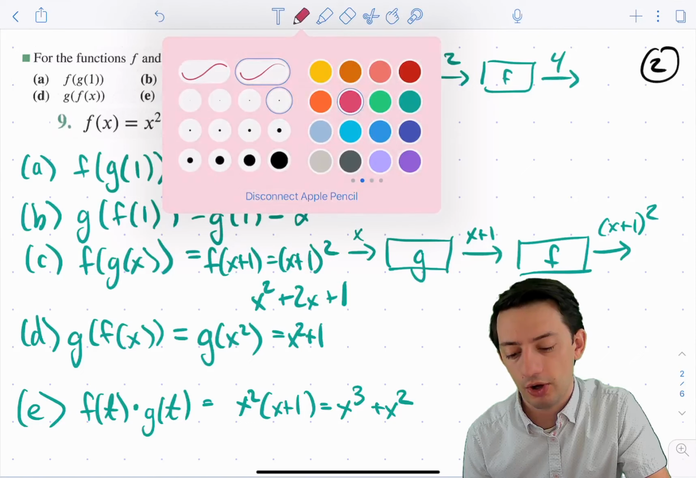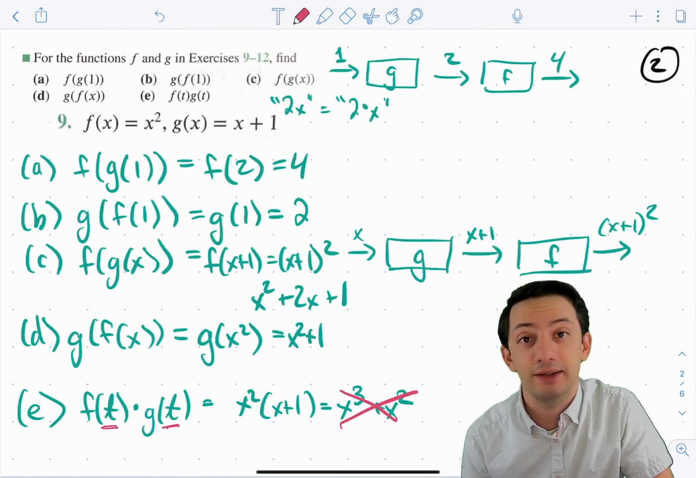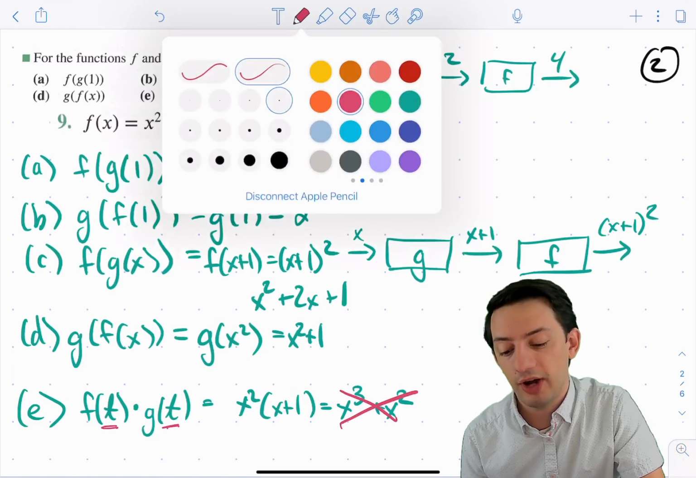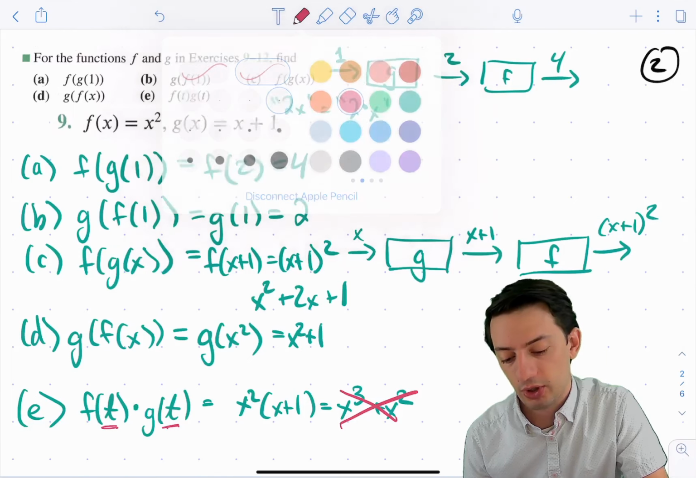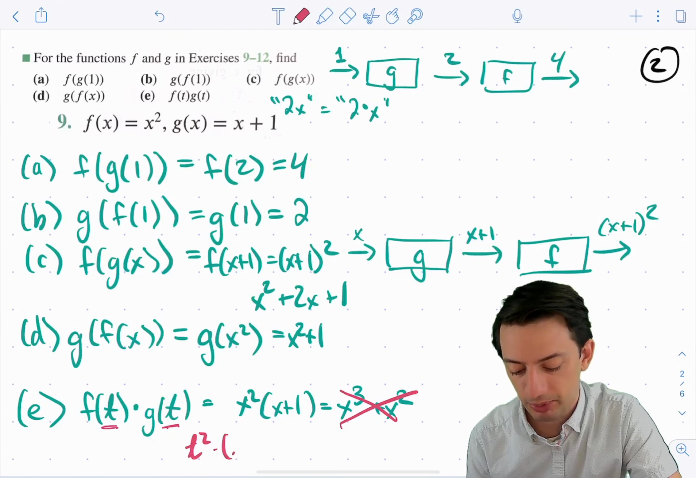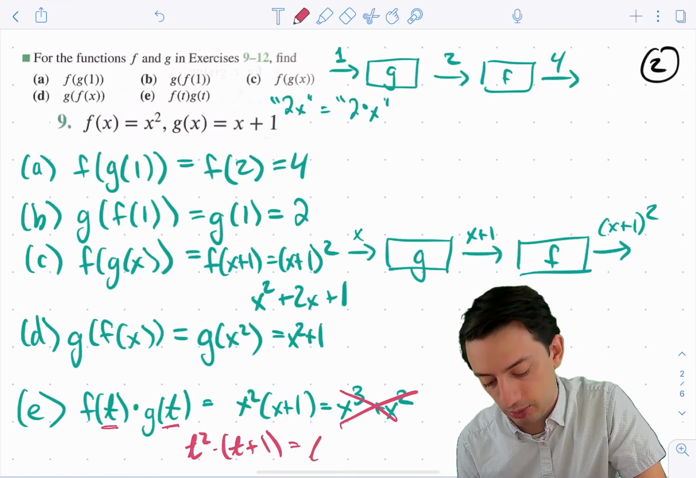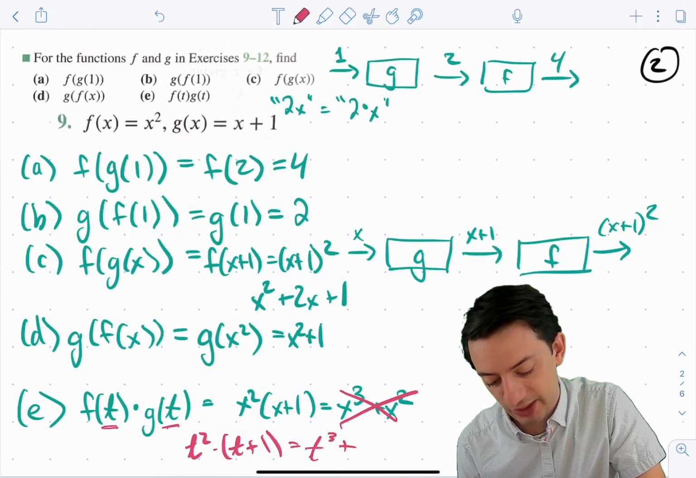The reason it's wrong is that we're not plugging in x, we're plugging in t. So that means all of our x's have to become t's. So our correct answer is t squared times t plus 1, which you could expand as t cubed plus t squared.